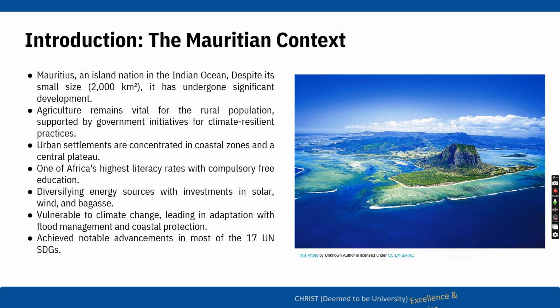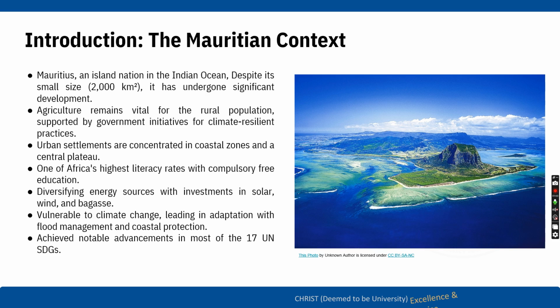Now, a little brief about the context of Mauritius, as an island, as a country. Most of us already know that it's a small island nation in the Indian Ocean, and interestingly, it has gone through significant development in the last couple of decades. Most of the focus still, of course, remains on agriculture, but there are many other sectors which have also come up in the last couple of decades. And this is quite important for the rural population. Of course, it's supported by government initiatives and climate resilient practices.